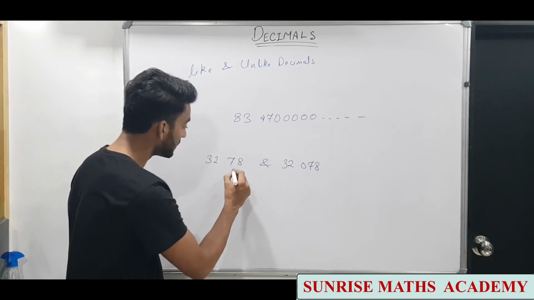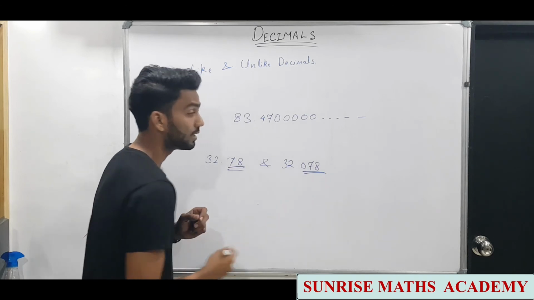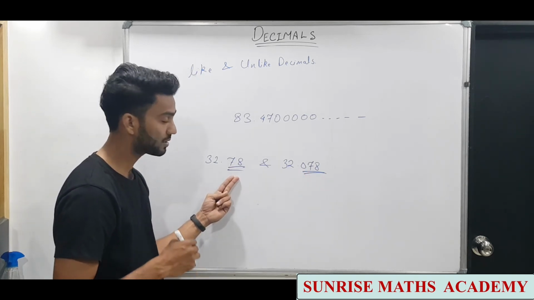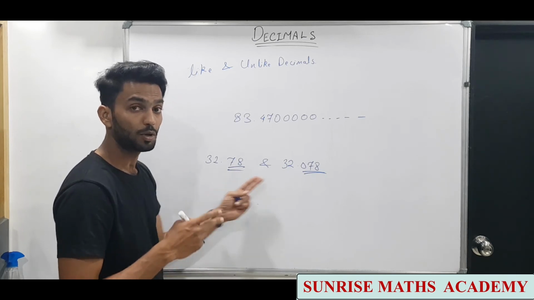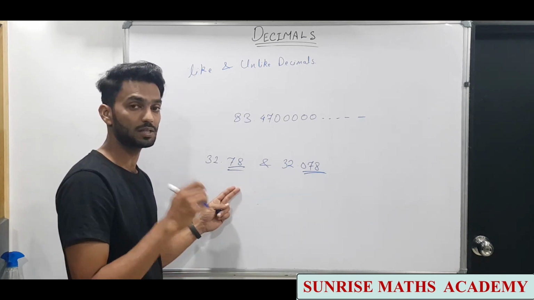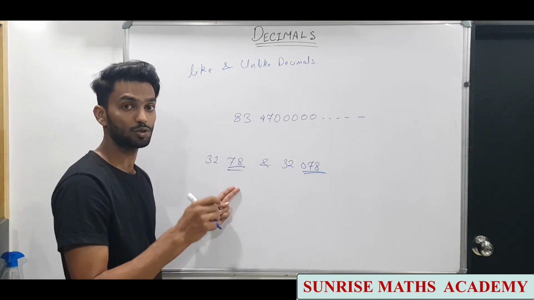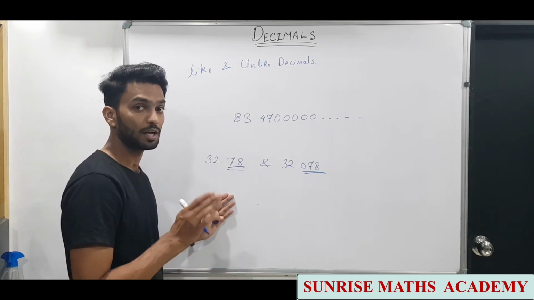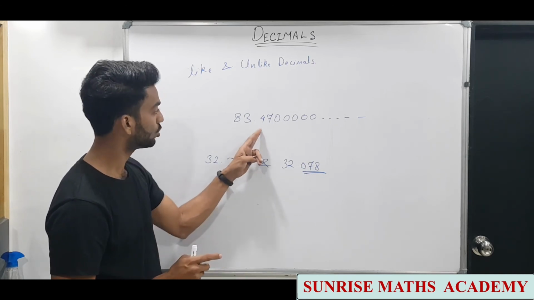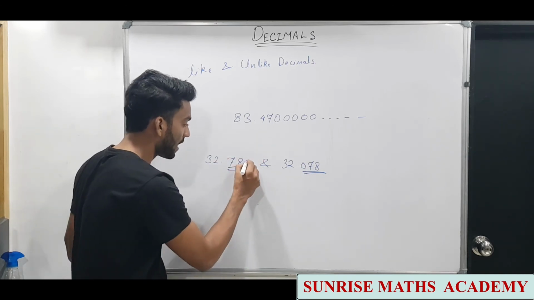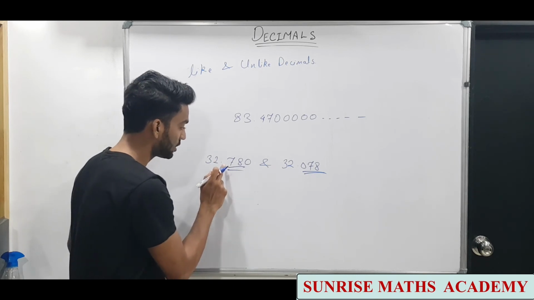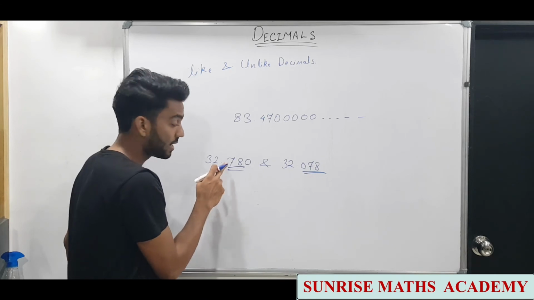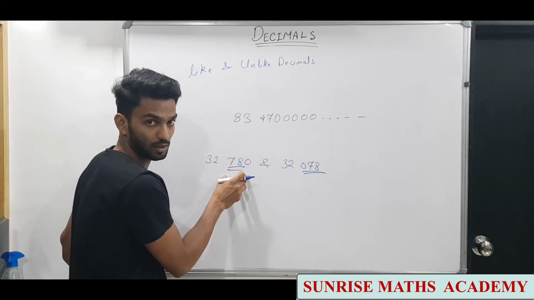Why? Because the decimal part is having a different number of digits. Here the decimal part is having 3 digits. Here the decimal number is having only 2 digits. The number of digits in the decimal part should be the same for the decimal numbers to be like. So these are unlike decimals. We can convert them into like decimals by adding zeros, that is using this property. If we add 0 here, we can't add the 0 on the left part of the decimal. We are adding on the right part of the decimal number.